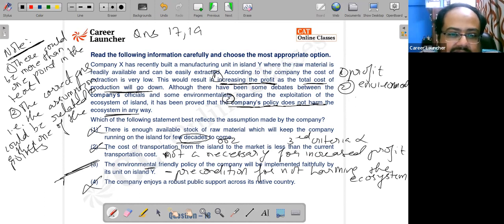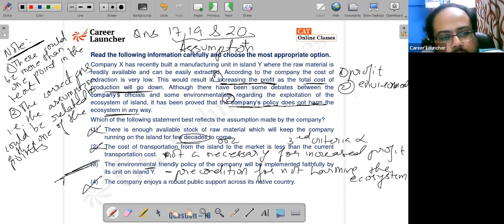What I want is for you to attempt questions 17, 19, and 20. These are assumption questions. So in this sheet, attempt the remaining 3 assumption questions. We have done a couple of them, this one and the statement-based one earlier. Attempt questions 17, 19, and 20 based on the concepts that we have discussed in today's class. I'll send across the answers.